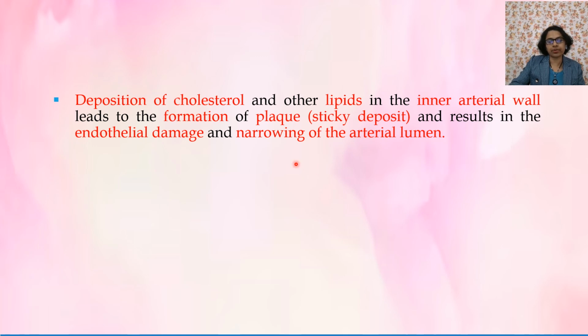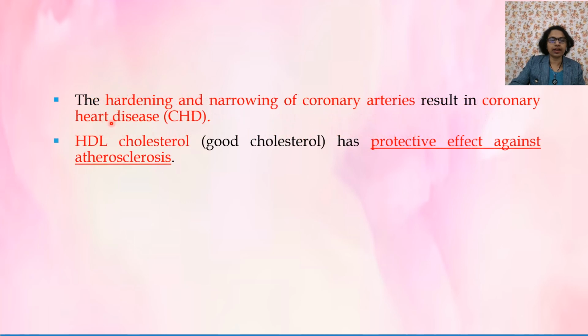When a fatty deposition is identified in the arterial lumen, what will happen? The artery will become narrowed. This narrowness will be a factor for diminished blood circulation to the other tissues. And the hardening and narrowing of coronary arteries results in coronary heart disease.